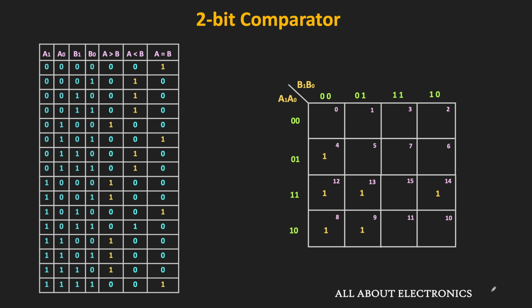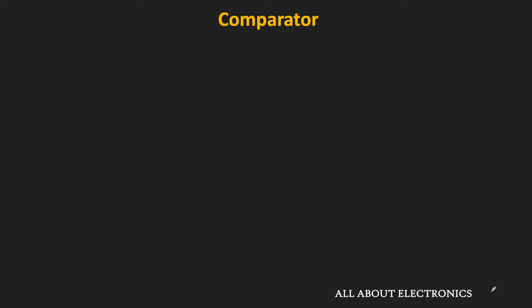But as you can see, as the number of bits increases, the number of rows in the truth table will also increase. For example, for a 1-bit comparator, we have a total of 2 variables, that is A and B. So for the 2 variables, we have a total of 4 different combinations. Or in other words, in the truth table, we have a total of 4 rows.